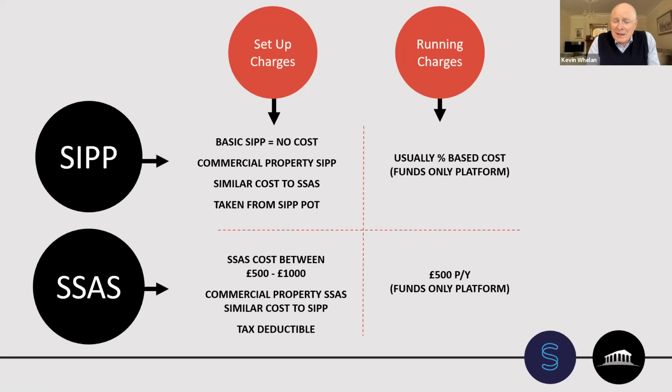Now, obviously, like any SIPP or SSAS, if you've got a lawyer to pay for because you're buying property, you're going to pay lawyers' fees, and you're going to pay for surveys and those sorts of things. But generally speaking, you can set up a SSAS as low as 500 to £1,000. You know, it can be done very cheaply.